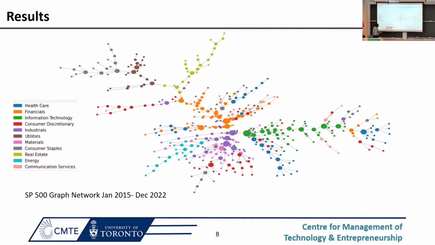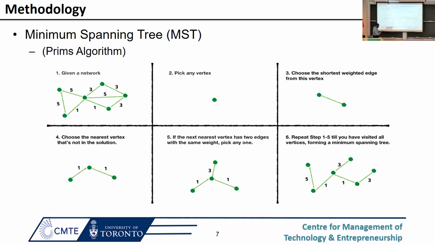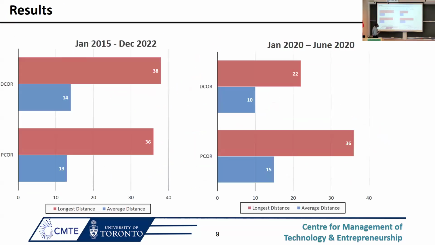But what is interesting to know is that when we look at the topological properties, we want to compare the two graphs: the one built by Pearson and the one built by distance correlation. We evaluated the longest distance, also known as the diameter of the graph. That's the largest distance we have in the whole minimum spanning tree between one node and another. And we also evaluate the average distance, the average distance to get from one node to another.